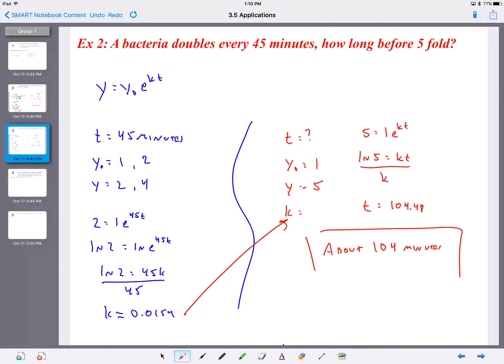And so there we go. And that makes sense. Think about it. To go from 1 to 2 would be 45 minutes. If we start at 1, we go to 2, that would be 45. 2 to 4 would be another 45, so we're about 90 minutes. And then from 4 to 8 would be another 45 minutes, but we're only trying to get to 5. So somewhere in between that 90 and 135, which is 104 where we're at. So it makes sense to the problem.